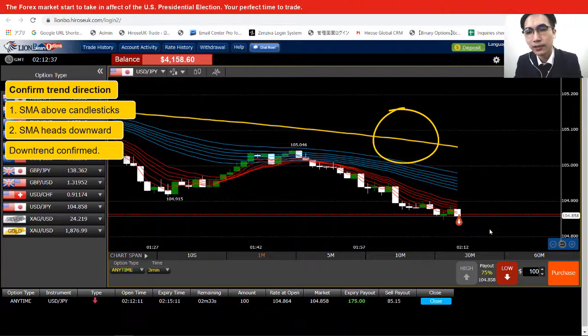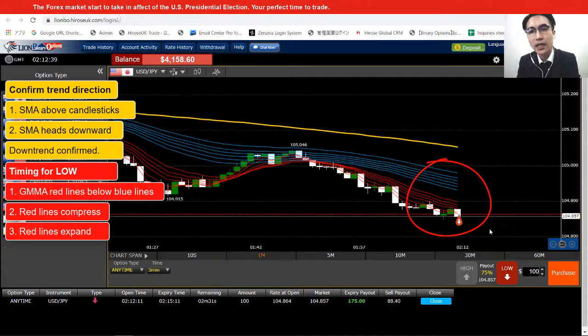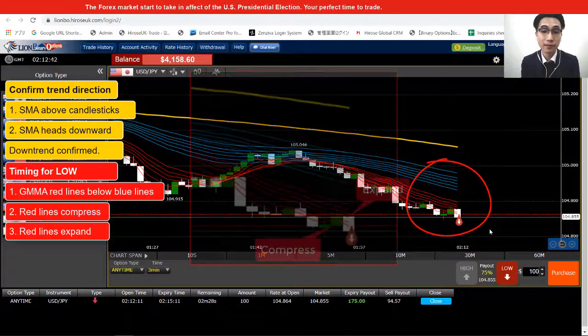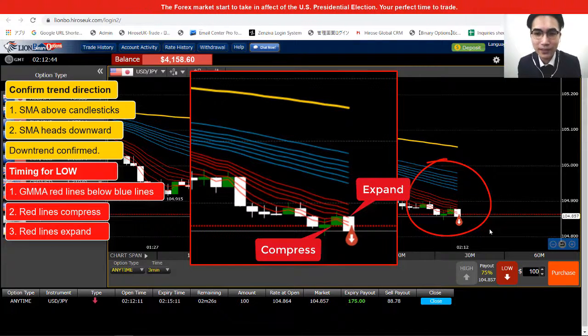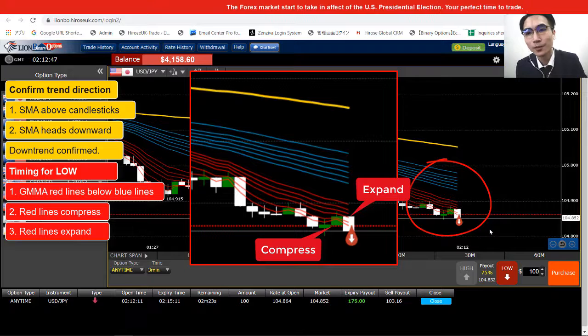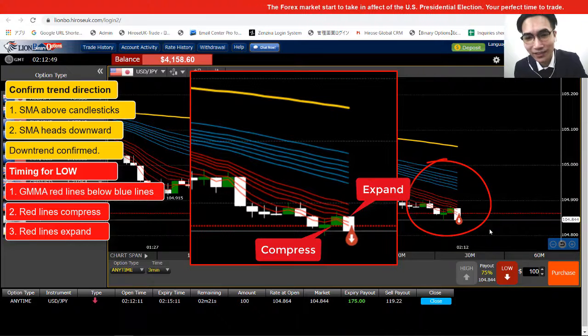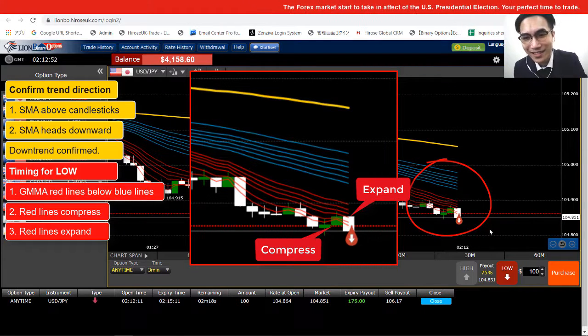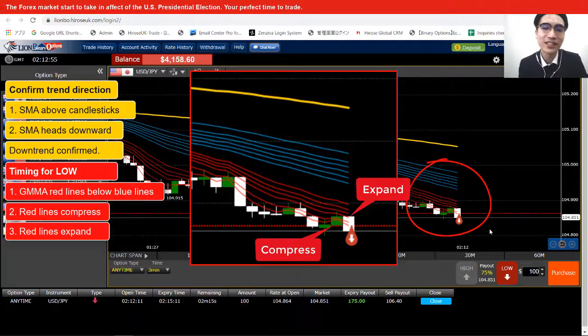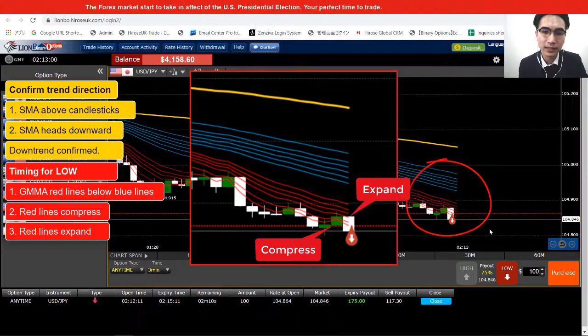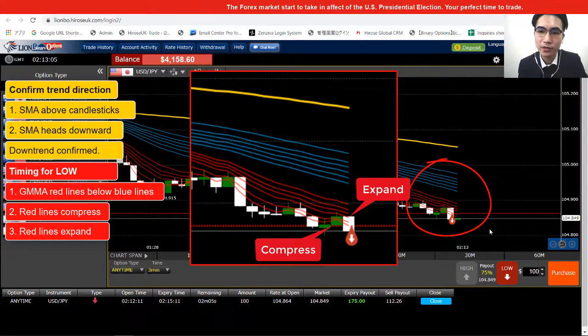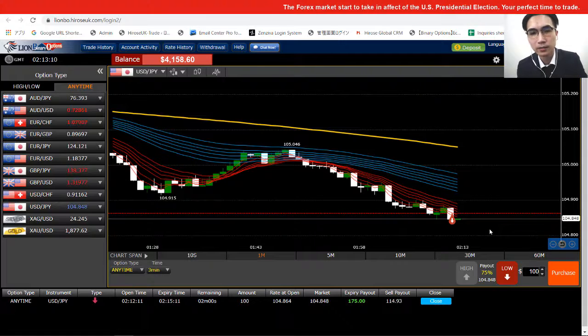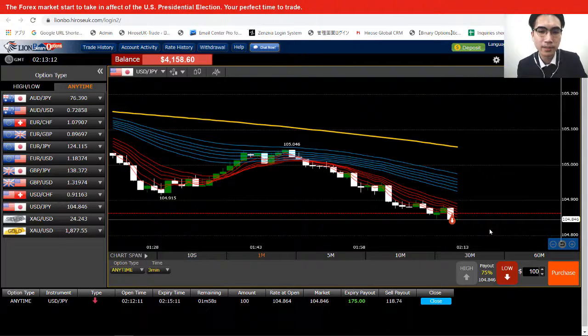Next I just need to move on to GMMA, and then I see that the red lines are below the blue lines, and you see that little bullish candlestick there. The red line actually compressed a little bit, and after the compression it started to expand, and I just placed a trade when it started to expand. And then now, I just wait for a little bit more, and I think this trade is gonna end in profit as well.